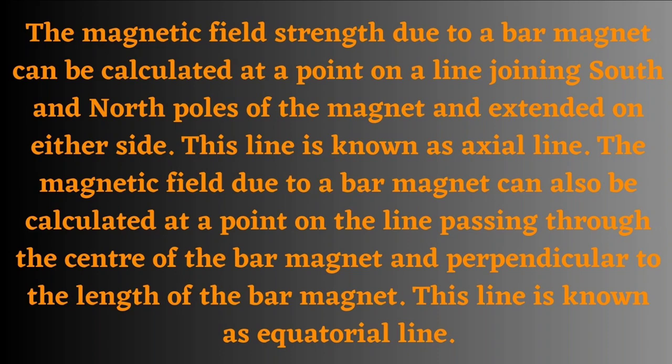First of all, what is the axial line and what is the equatorial line? I am going to explain one by one. The first, the axial line. The axial line is the line that joins the south and the north pole of a magnet and is extended on either side.